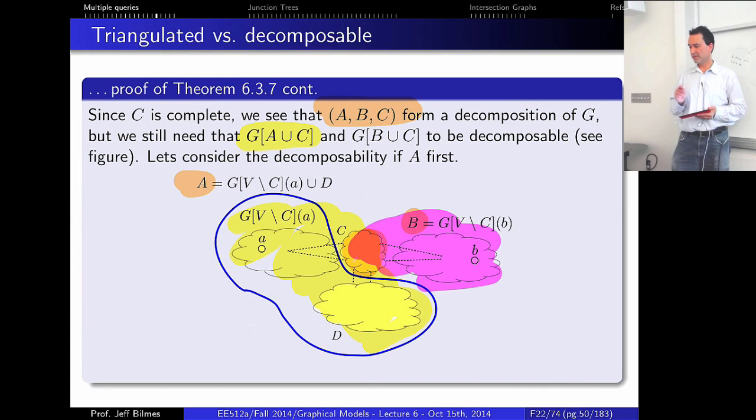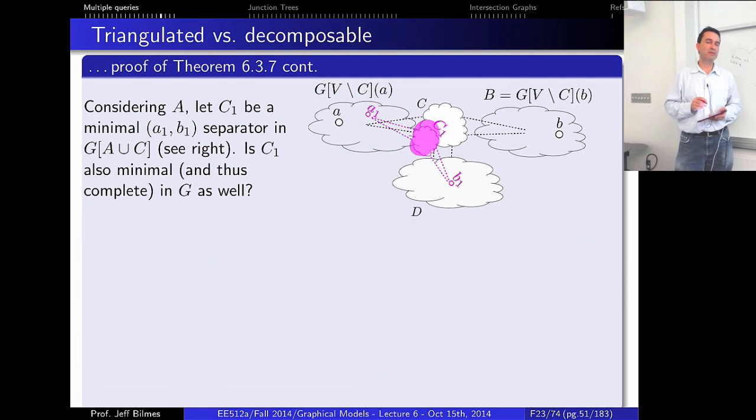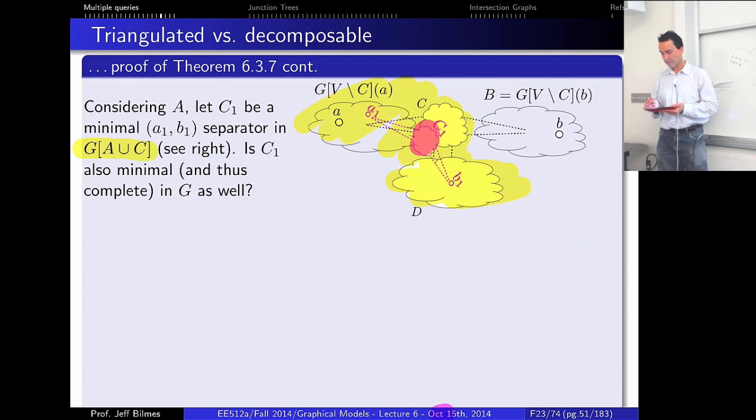So what we're going to do is consider the decomposability of A first. It's the stuff highlighted in that swimming pool shaped figure. Okay. So is that decomposable? Let's say that C1, now we're taking A1 and B1, C1, which is here, is just an example of a possibility. So C1 is a minimal A1, B1 separator in this component. Right? So here's again the component that we're worried about. Okay, so it's a minimal separator. Now the question is, is C1 also minimal and therefore complete in G as well?